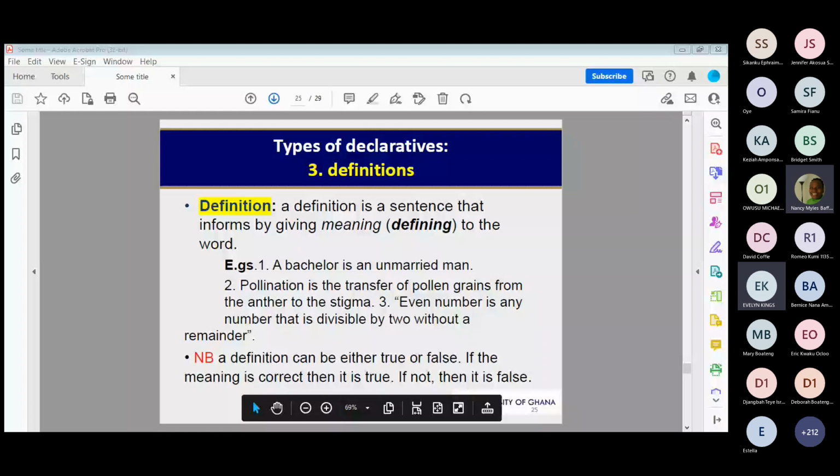What type of declarative is it? With the chorus answer, go. Definition. Very good. Well done. I hope that all those who are saying definition really know it from what we have done. Okay, so it's a definition. The second one said a bachelor is sitting under the tree.